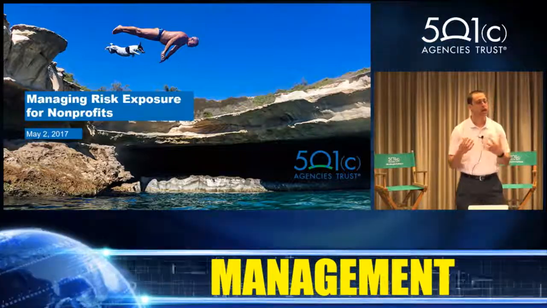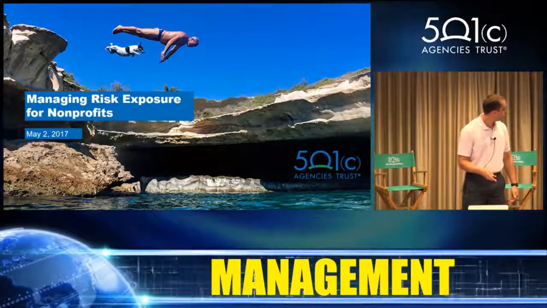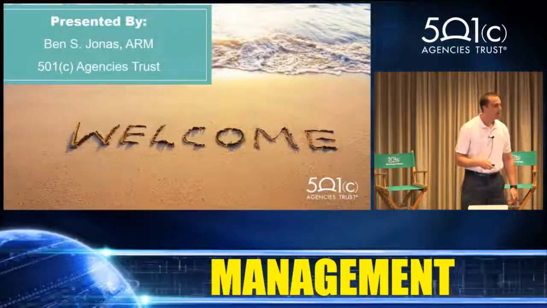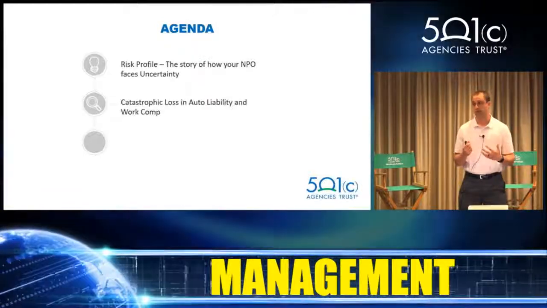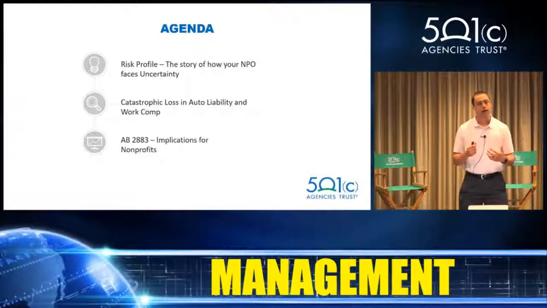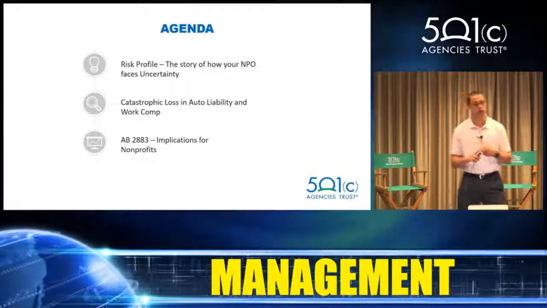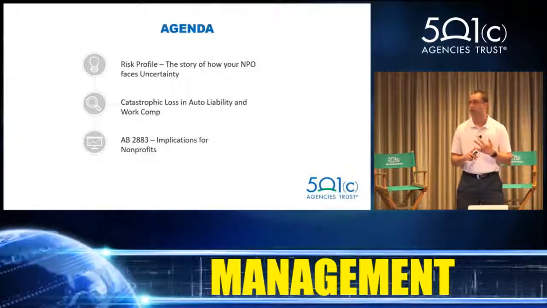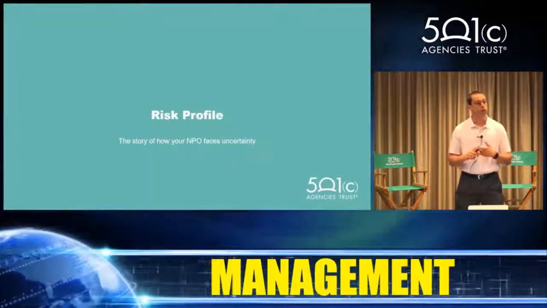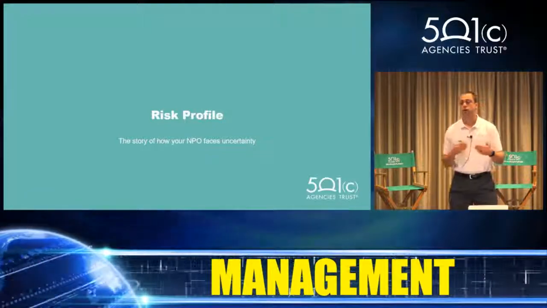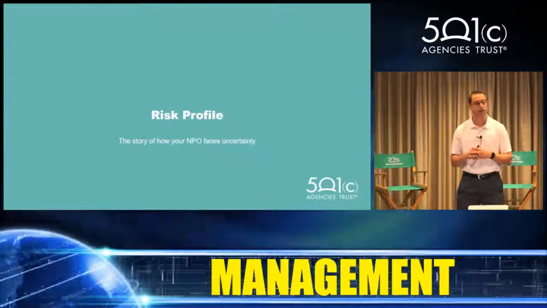And today we're going to be talking about a couple different topics. Risk profile is where we're going to start. We're going to talk about risk profile, which is a complex subject, obviously, in the context of underwriting narratives and how a risk profile can help your 501c3 nonprofit negotiate for better terms, secure insurance, and reduce your overall insurance costs. We're also going to talk about catastrophic losses in workers' compensation and auto liability, and we're going to finish with a new Assembly Bill 2883 that impacts workers' compensation here in California.